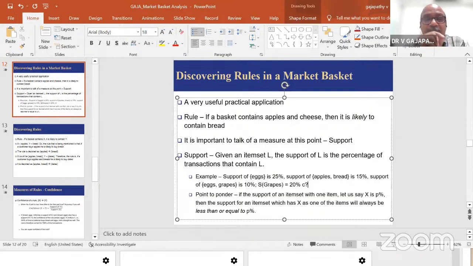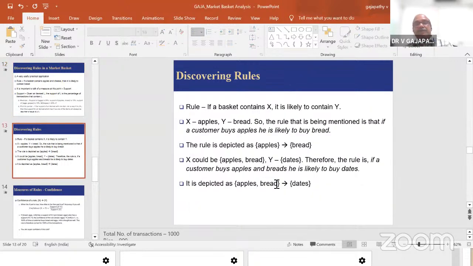Therefore, support of X, support of grapes, support of eggs and grapes. If it is so, then how can I calculate the confidence? Therefore, support of eggs and grapes divided by support of X times the support of grapes. That is what this formula is saying, confidence.